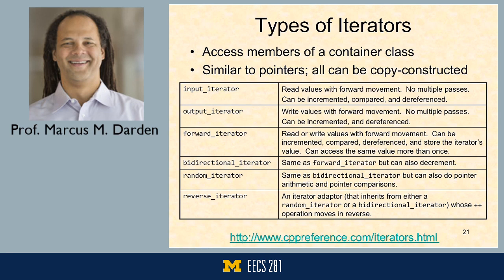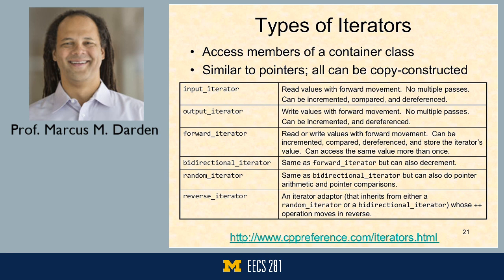They're often used with streams. So as I'm reading things from a stream in a file or a keyboard input stream, you can't just pick a place to stop and hold this on for later. So you can't store those. Forward iterators, however, you can access the same value more than once. It said no multiple passes with input and output iterators. Forward iterators allow you to do that. A bidirectional iterator is the same as a forward iterator, but it also can be decremented. So it can be incremented, decremented, compared, and dereferenced.